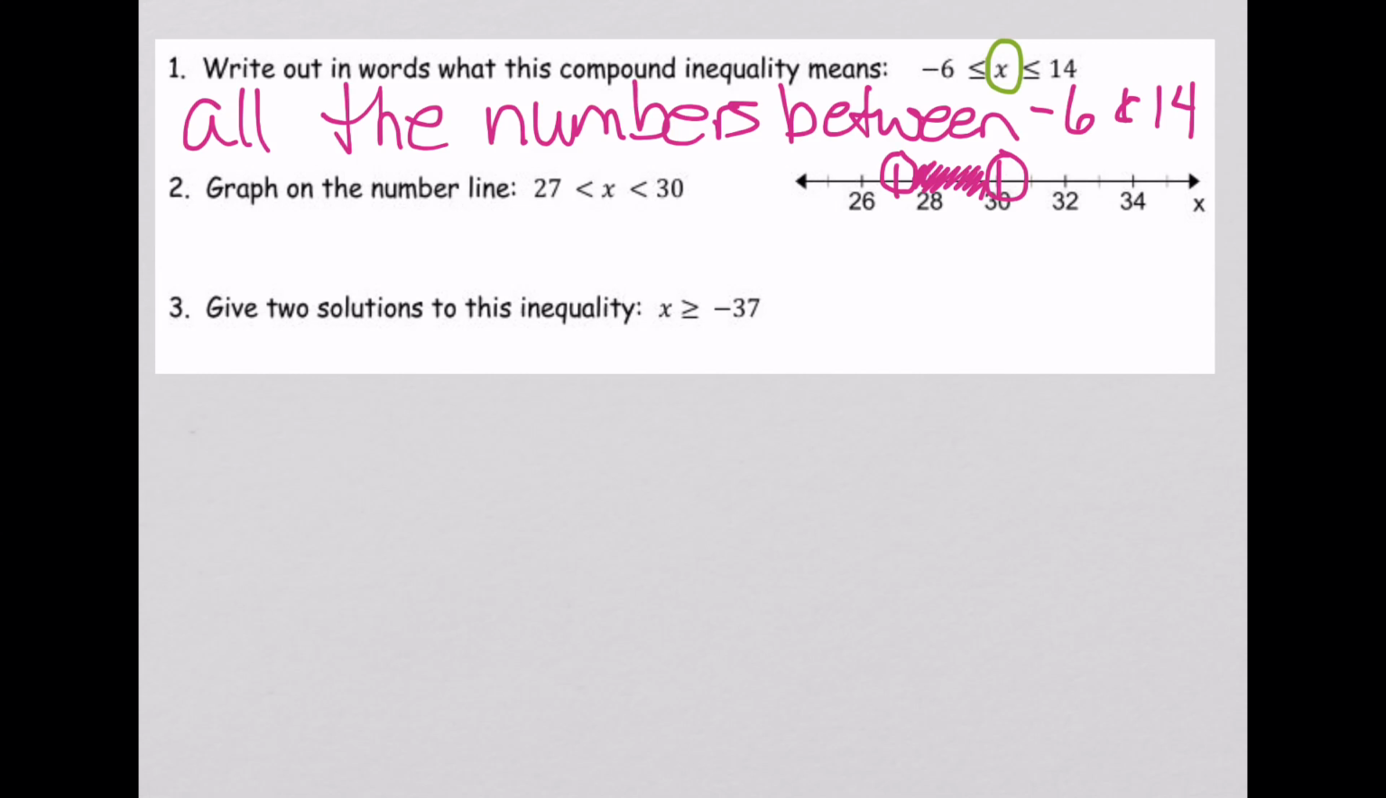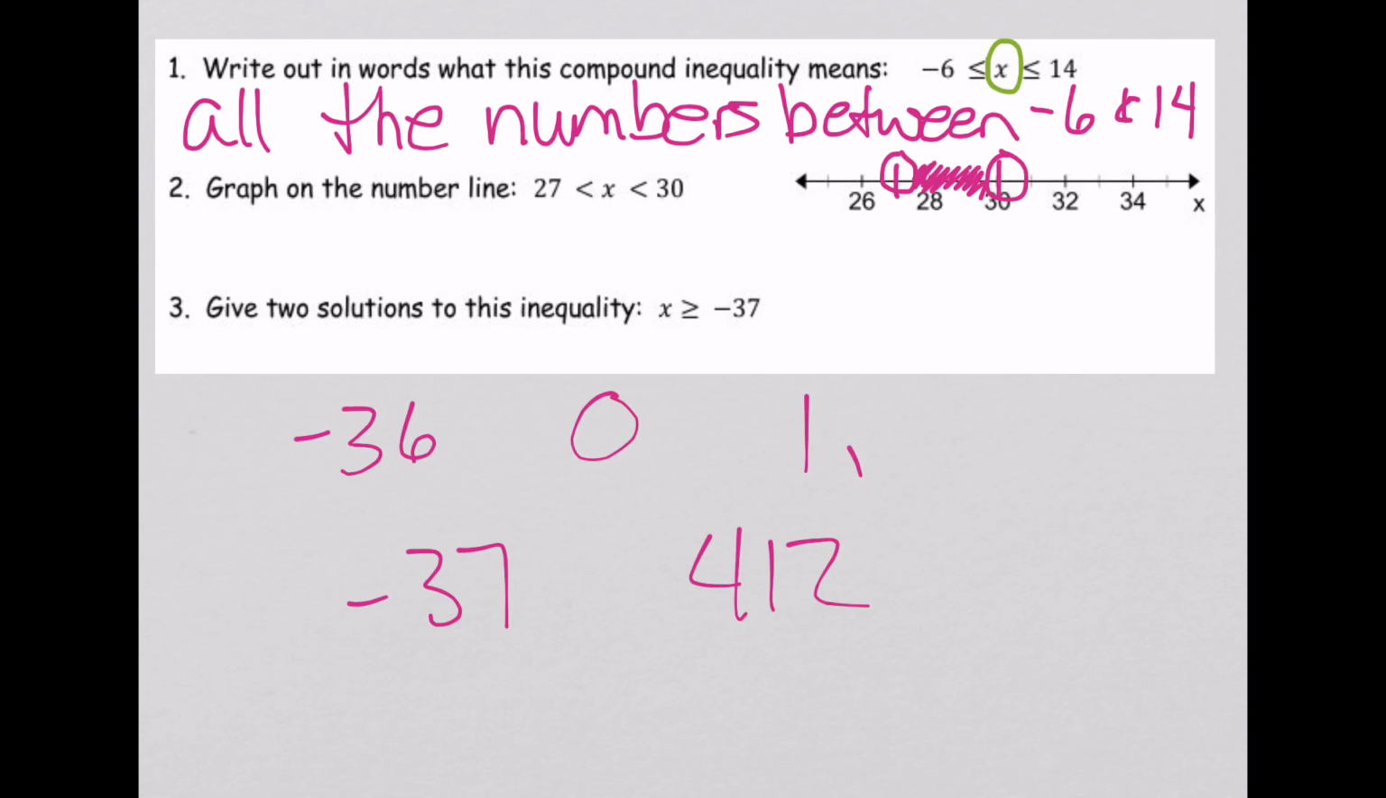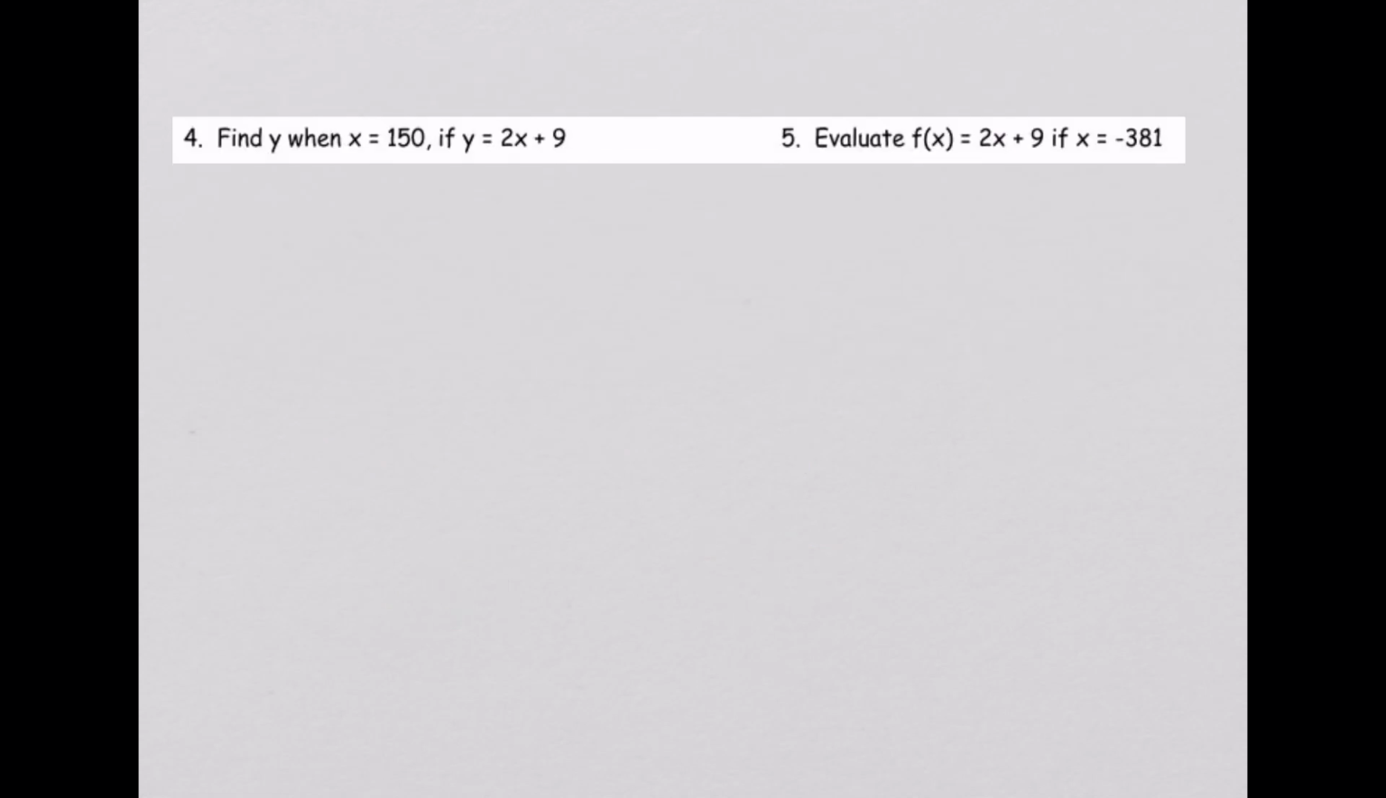Speaking of what works, let's give two solutions to this inequality. If you read that, it says x is greater than or equal to -37. So what's a number bigger than -37? How about -36? How about 0? How about 412? How about -37? That's equal to, that's a solution. So this is just all the numbers that you can think of. Well, we only need 2, but anything bigger than -37 works.